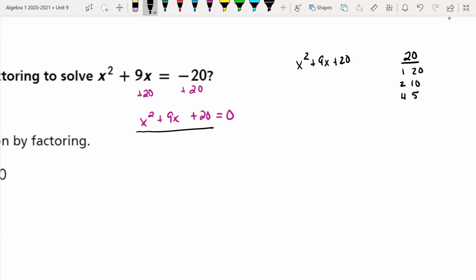So if you think about that, I list out the factors of 20. I get 1 and 20, 2 and 10, 4 and 5. Well, 4 and 5 adds up to that 9 in the middle. So the factored form would look like this: x plus 4, x plus 5. And now we're going to set it equal to 0.